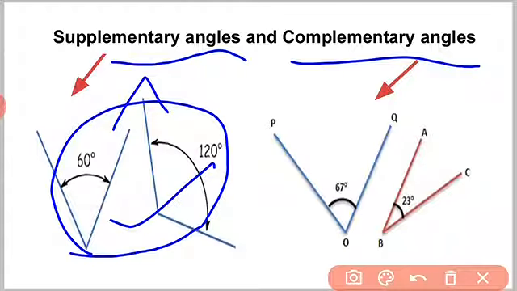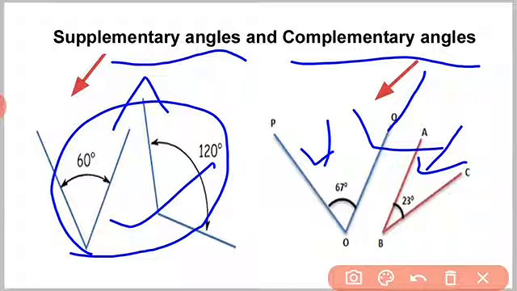Complementary angles. Complementary angles are those angles whose sum is exactly 90 degrees. When the sum of the angles is 90 degrees, then they are complementary to each other. Here 67 degrees and 23 degrees are complementary angles as their sum is exactly 90 degrees.